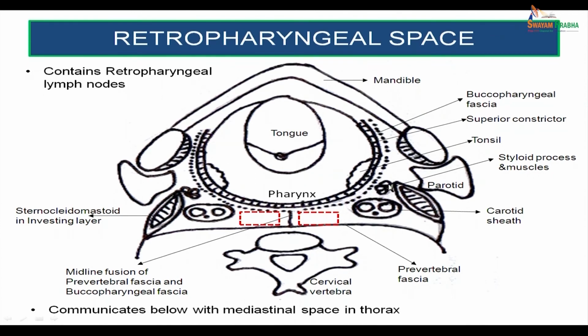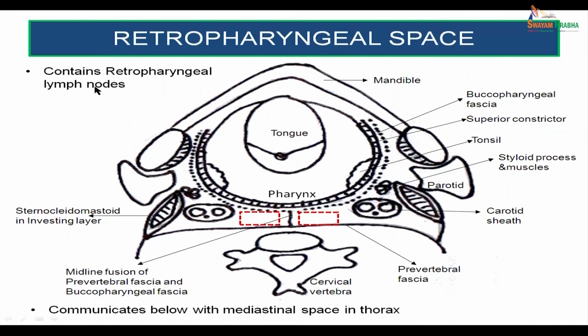Medial to that is the styloid process with its muscles attached, and behind that is the carotid sheath with its contents. So, once we have understood this diagram, what we realize is there is a space between this midline junction of the prevertebral fascia with buccopharyngeal fascia, this fusion, and the carotid sheath. So, this space here, this is the retropharyngeal space. We have two such spaces on either side.